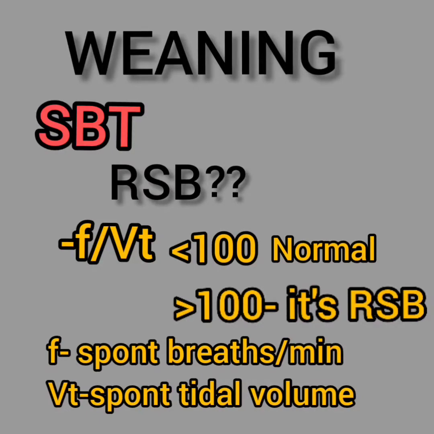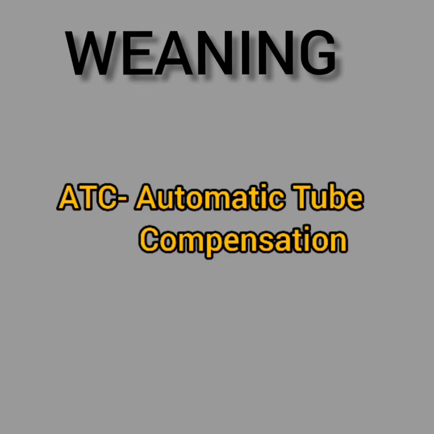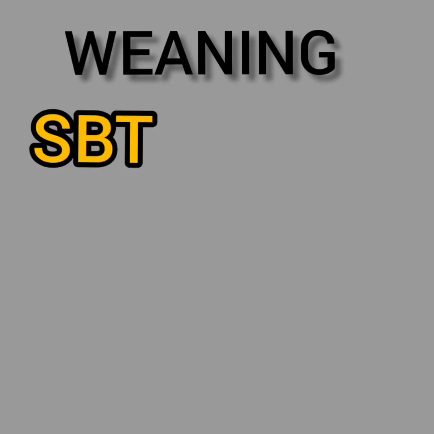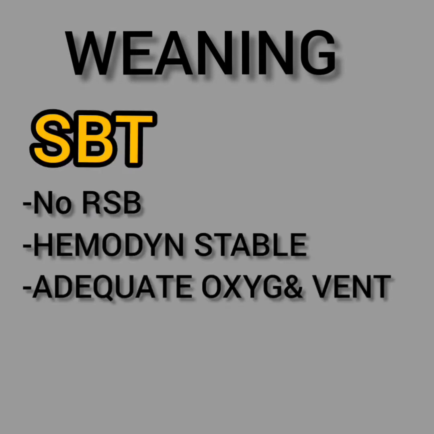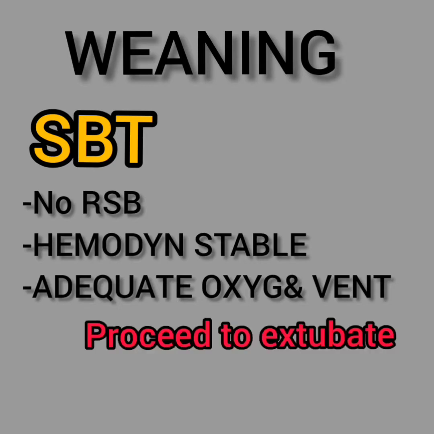The second thing: I used one new word called ATC mode. ATC mode is nothing but automatic tube compensation. The presence of an ET tube gives extra resistance to the airways, and this extra resistance is overcome by the ATC mode. If the patient passes the spontaneous breathing test without rapid shallow breathing, with normal hemodynamic parameters and adequate oxygenation and ventilation, then we can proceed to extubation.